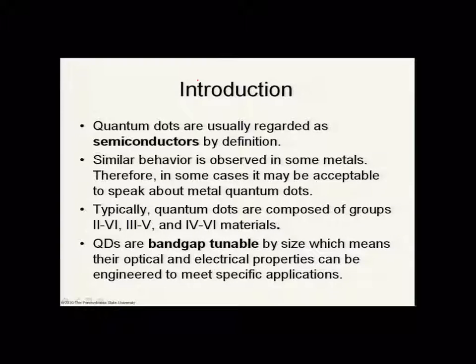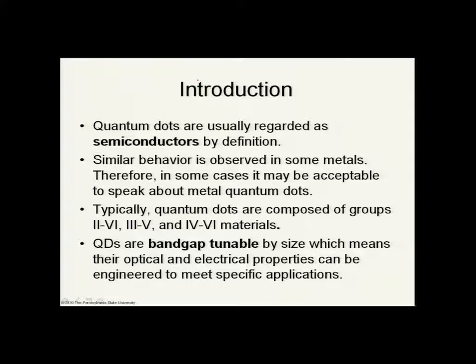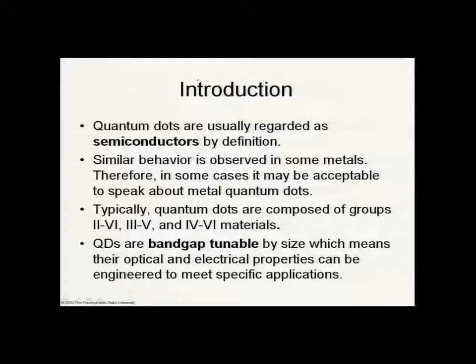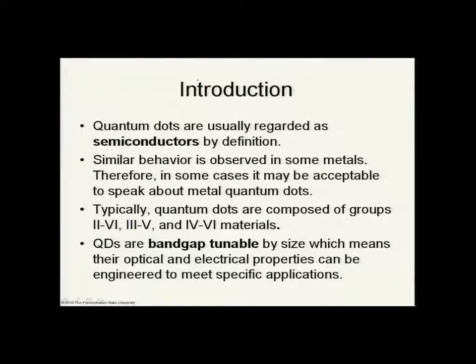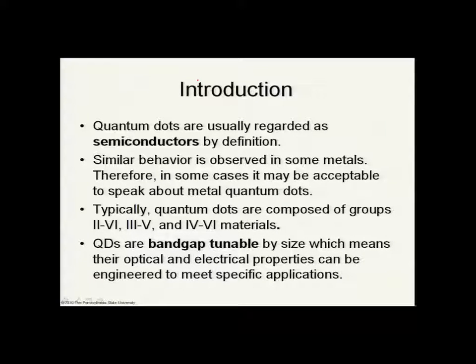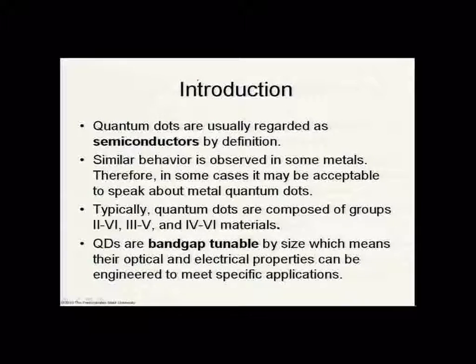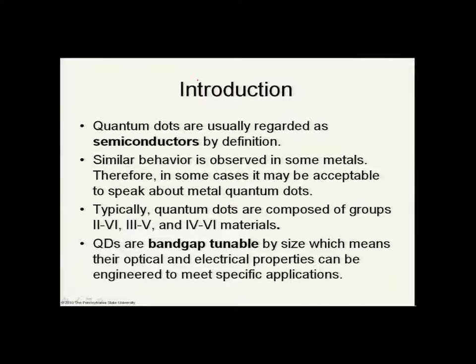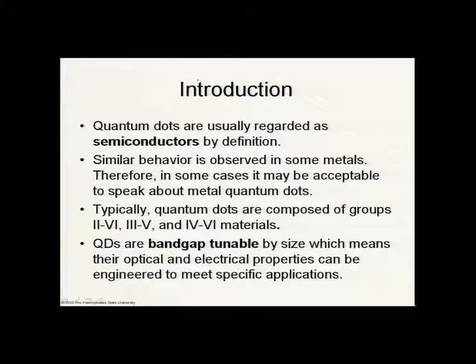Quantum dots are usually regarded as semiconductors by definition, although similar behavior is observed in some metals. Therefore, in some cases, it is actually acceptable to speak about metal quantum dots. Typically, though, quantum dots are composed of groups 2-6, 3-5, and 4-6 materials.